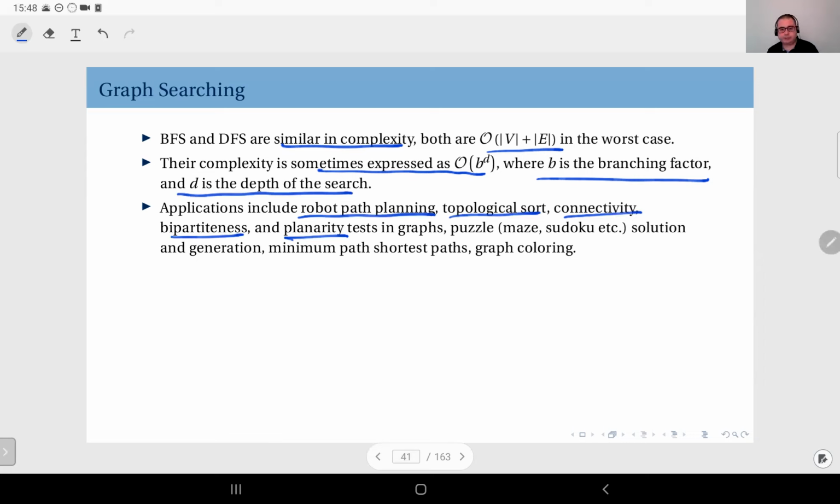Or for instance, in artificial intelligence, you have puzzle solution and puzzle generation using graph searching, like mazes or Sudoku puzzles, and also shortest paths, minimum hop shortest paths, in case the cost of each path is equal, for instance. Or graph coloring is an application of graph searching in general.